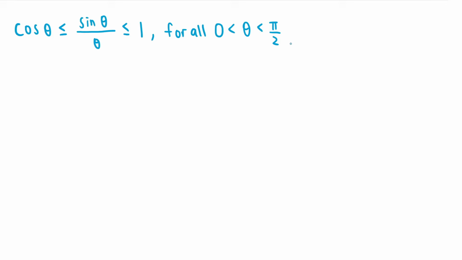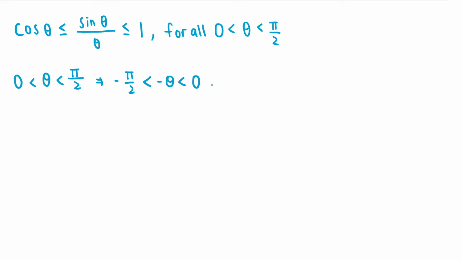So let's first write down the inequality we already have. Cosine of theta less than or equal to sine of theta over theta less than or equal to 1, which we already know holds for 0 less than theta less than pi over 2. We want to show that this inequality is true for negative pi over 2 less than theta less than 0. If 0 is less than theta, which is less than pi over 2, then negative pi over 2 is less than negative theta, which is less than 0, which means if we plug in negative theta into the expressions with theta values in between 0 and pi over 2 in the inequality, we are effectively determining what happens to these expressions when theta is in between negative pi over 2 and 0, which is what we want.